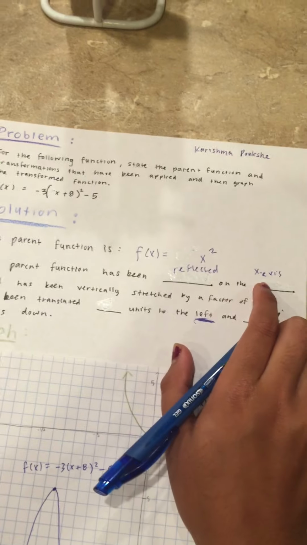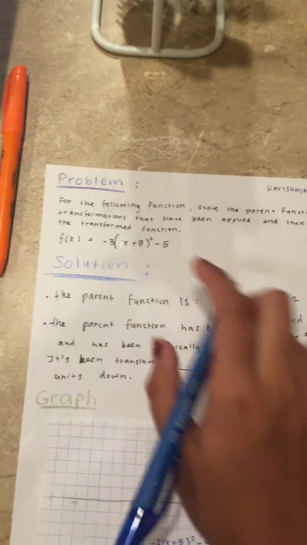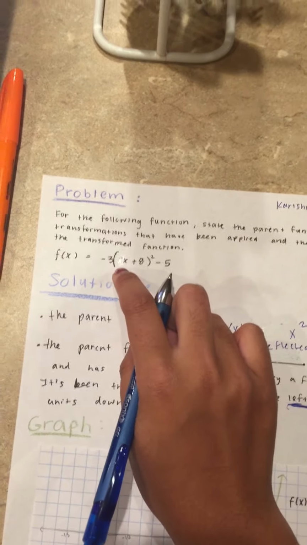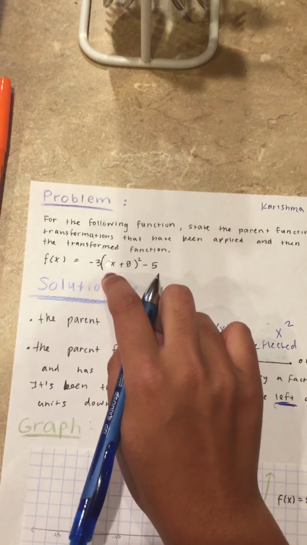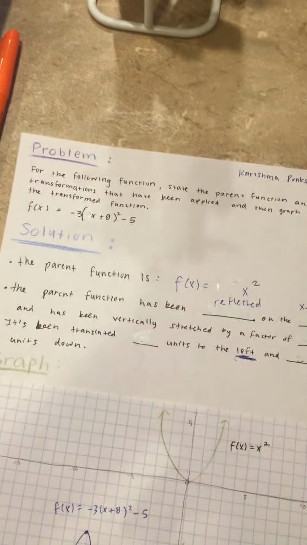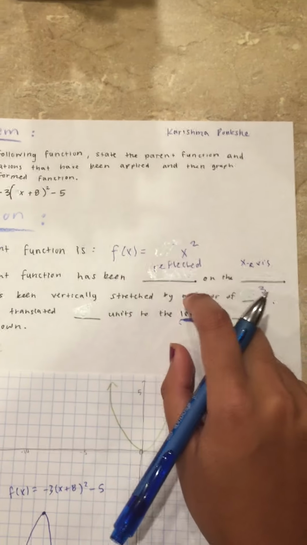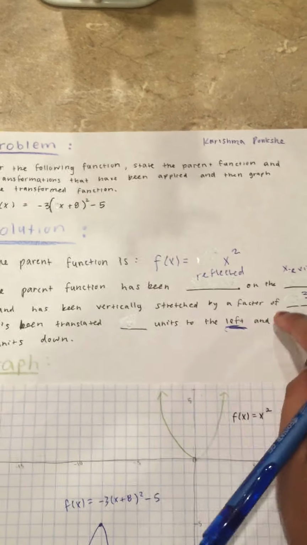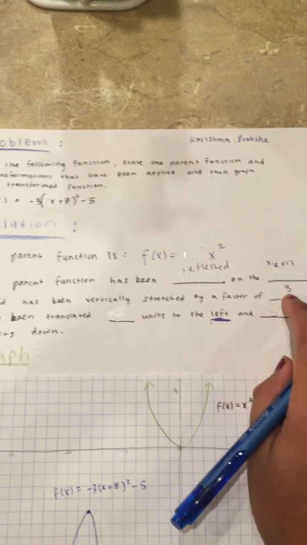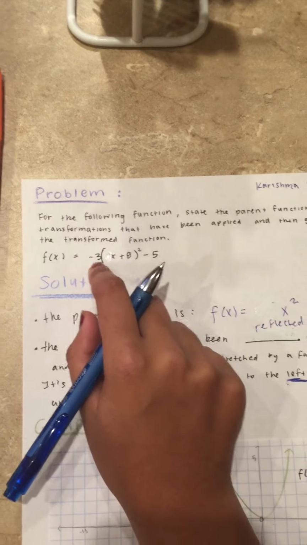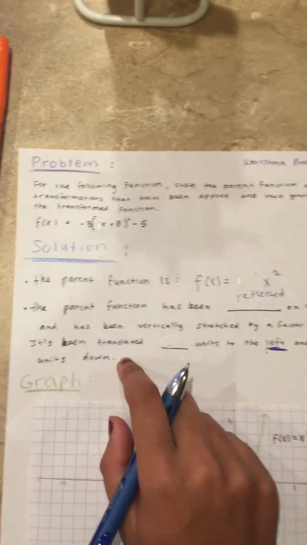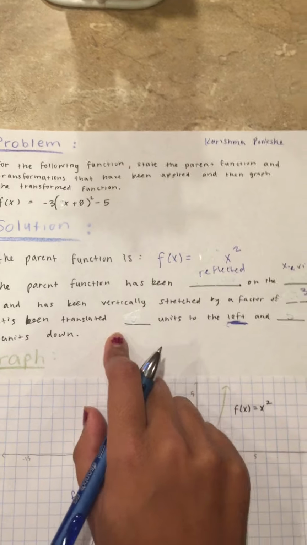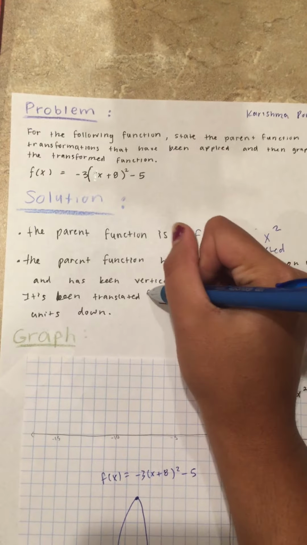To be a reflection on the y-axis, it would have to be a negative sign in front of the b value. Here, there is no b value, or the b value is considered to be 1 here, because there is no horizontal compression. And the vertical stretching by a factor of 3 is also determined by the a value, and that's where the 3 comes from. It's also been translated 8 units to the left and 5 units down.